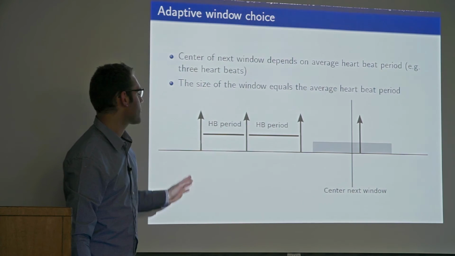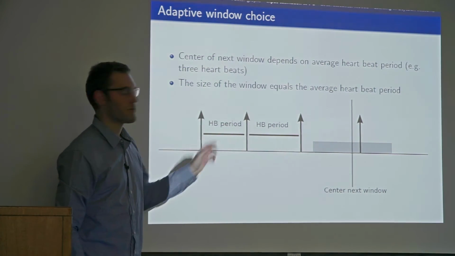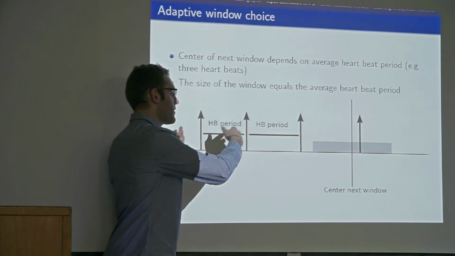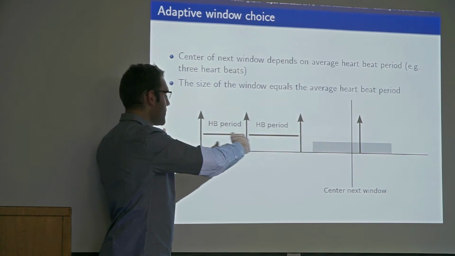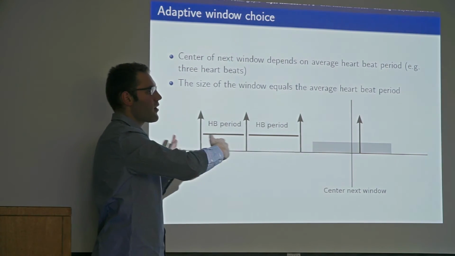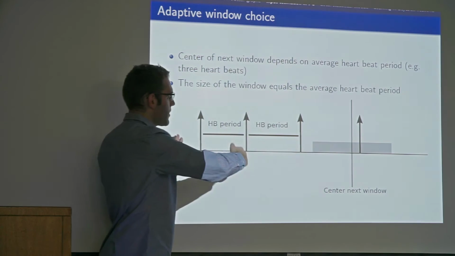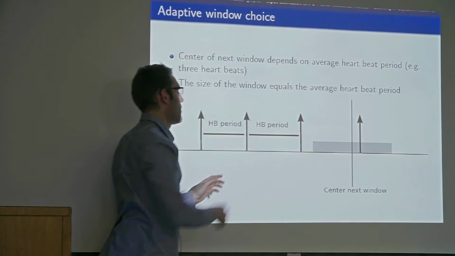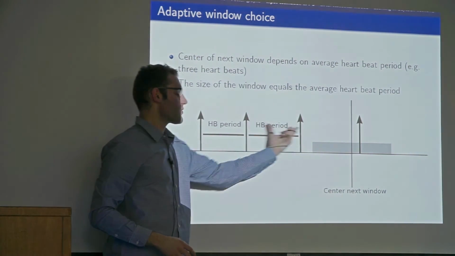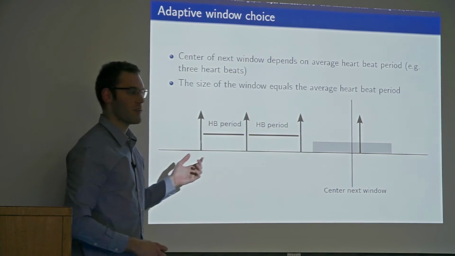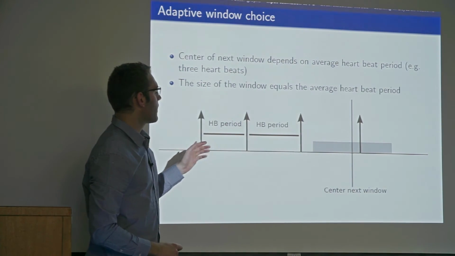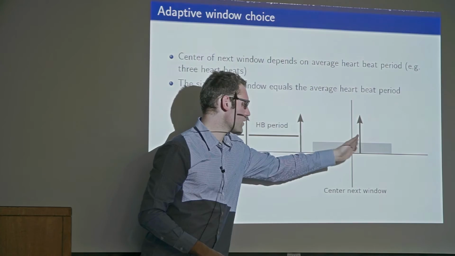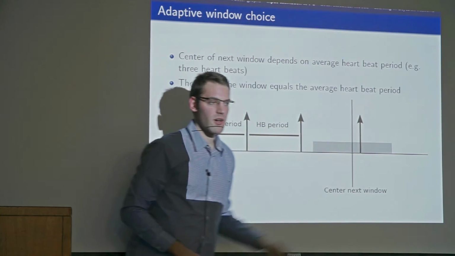So this is just, how do we choose the hypothesis? Well, we start with a big window, we find the heartbeats, and then you know that the heart rate cannot vary too much, so we have these jumping windows, which depend on the previous heartbeats, 2 or 3, depending on the stability.